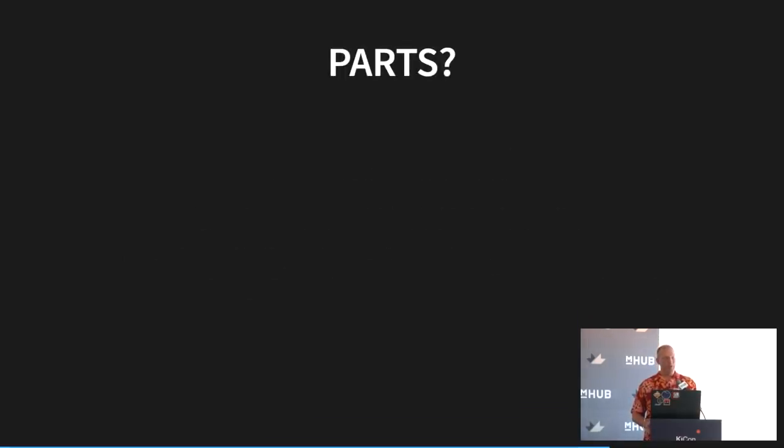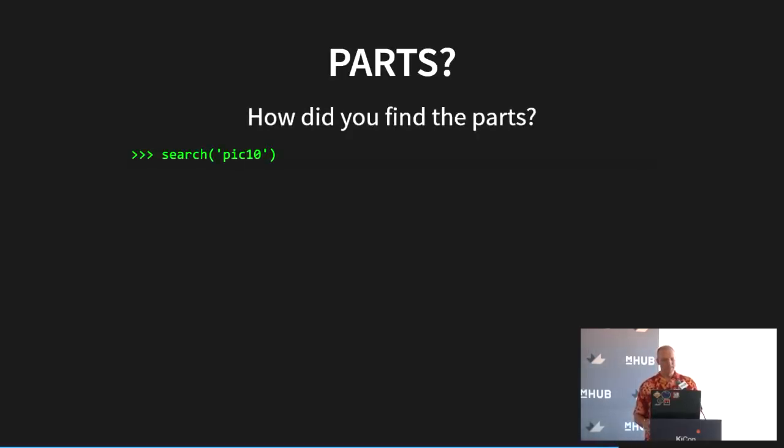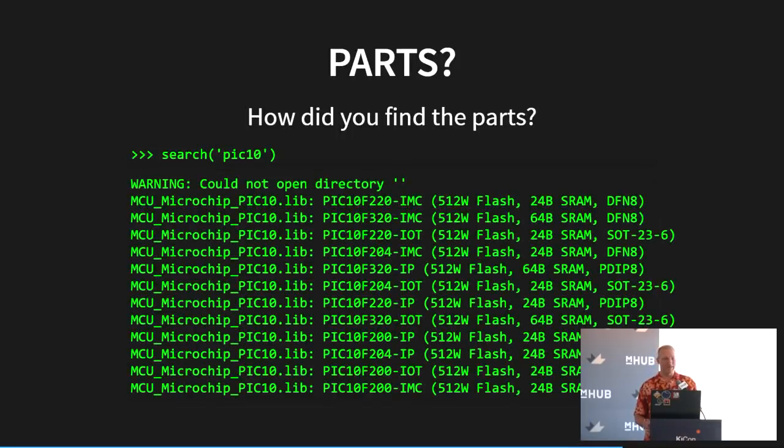And parts, where do the parts come from? How do you find parts? I mean, it's easy with the schematic editor. You pull up a list and you select a part and you dump it on the board. In my case, I have a thing called search, and you just type in some part of the name of a part, and it'll search all the directories and all the libraries, and it'll find every place where that string occurs, and then you just pick what you want from that.